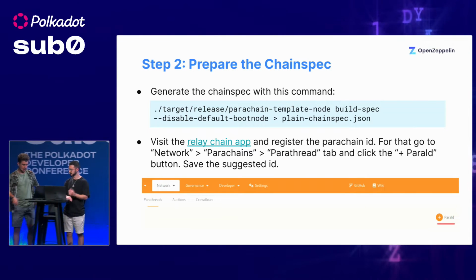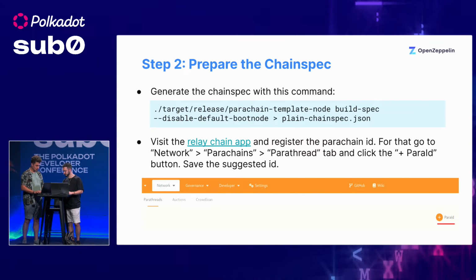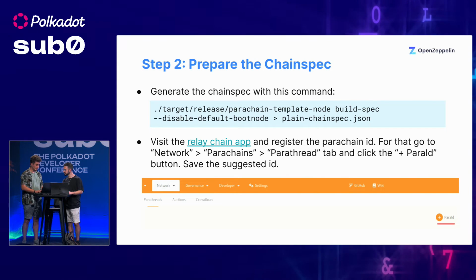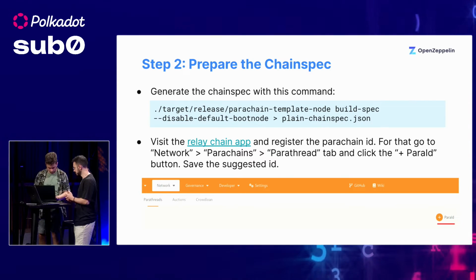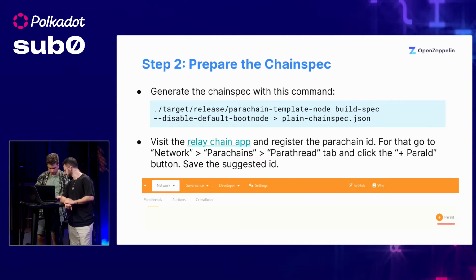You know what I can do there, just to speed everybody up? Sure. I think I have it built already on my machine, and I can generate the plain chain spec for everybody. Okay. No, I don't have it built, unfortunately.